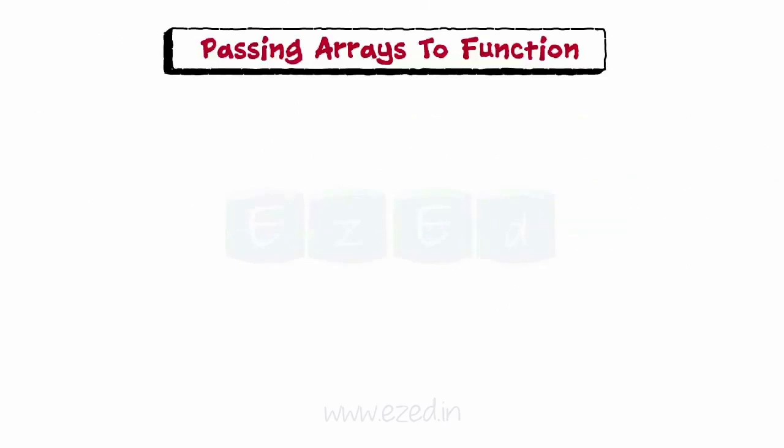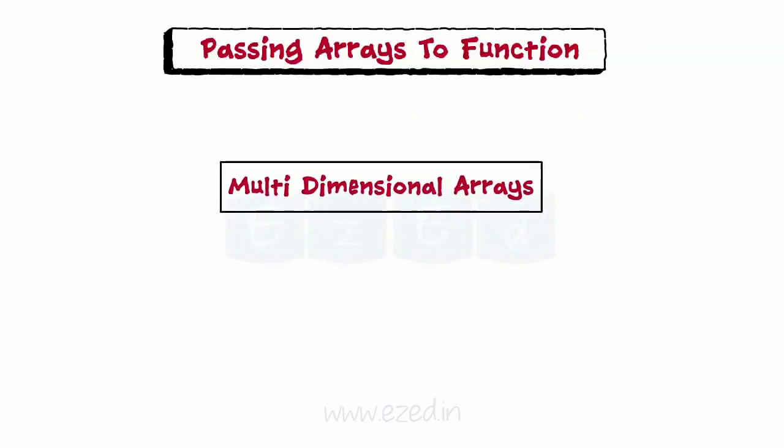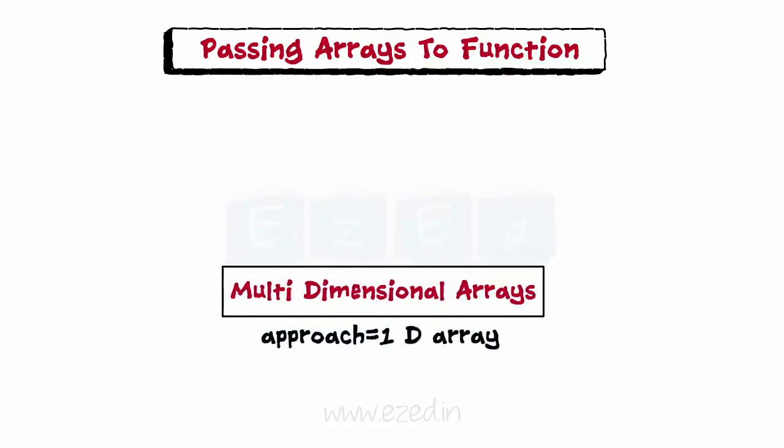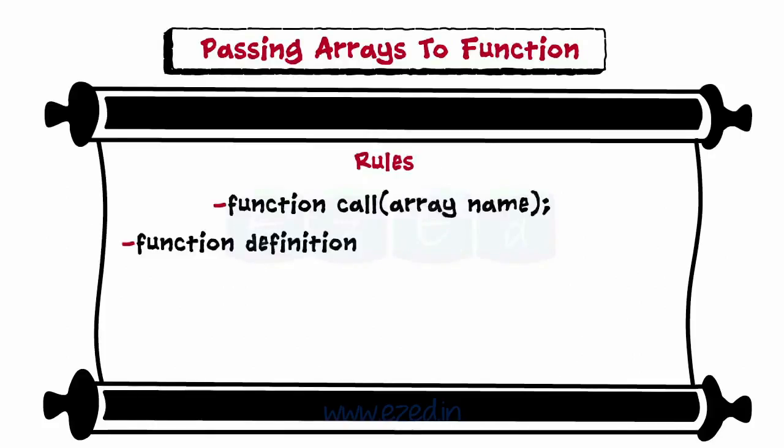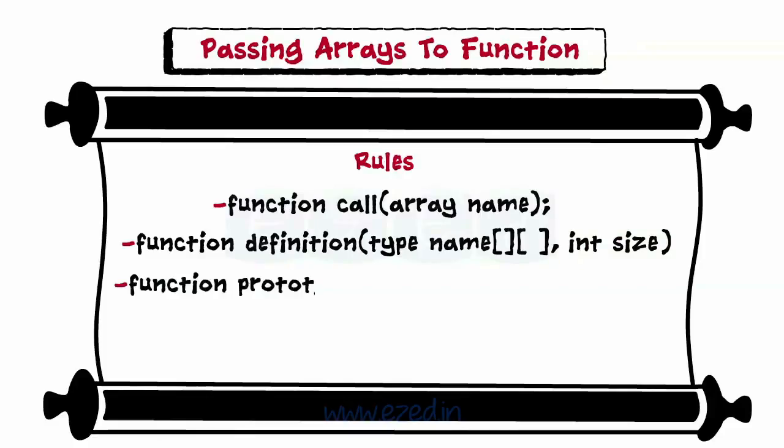We can also pass multidimensional arrays to functions. This approach is similar to one-dimensional arrays. The rules are: the function is called by passing an array name; the function definition formal parameter must have 2 brackets; the size of the array needs to be specified; the function prototype declaration is the same as the function header.